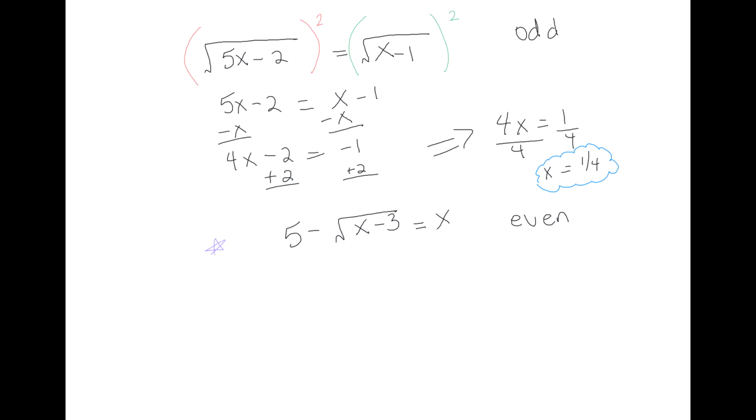Yeah. So I know you take the 5 away from being in front of the square root. So I did -5 on both sides. And then I kind of got lost. Okay. We have this minus square root of x minus 3 equals x minus 5. Oh, okay. So I was right there. Never mind, I didn't get lost.